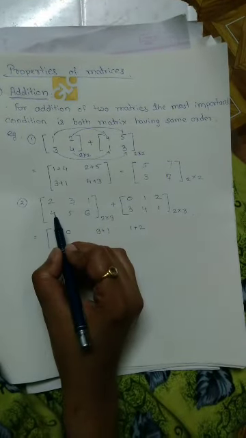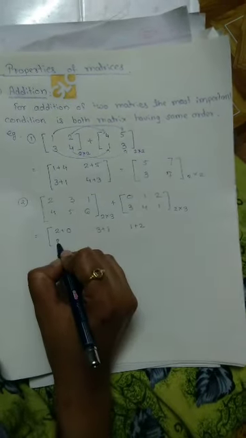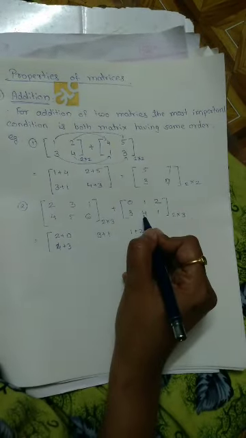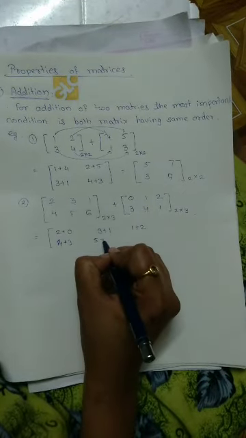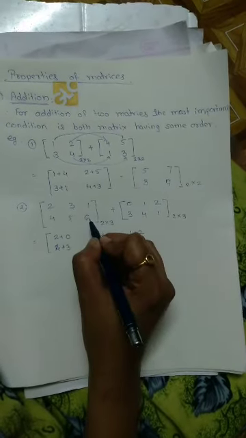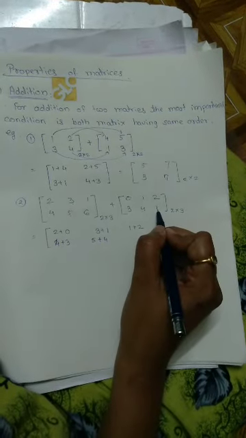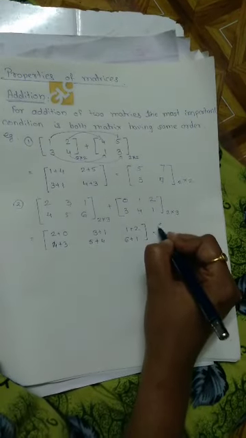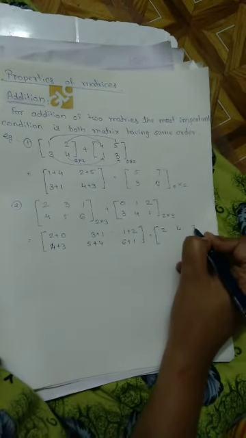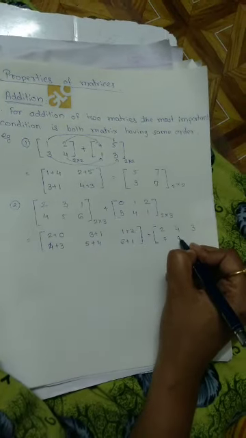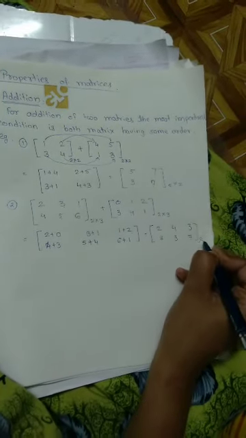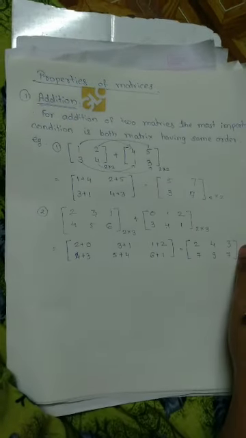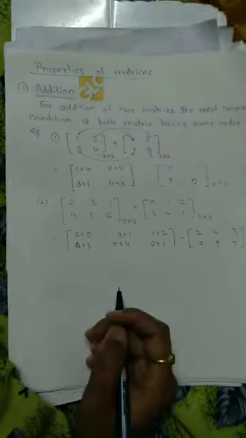Similarly, for the second row first entry, this will be 4 plus 3. Second row second entry is added to second row second entry, so this will be 5 plus 4, and the second row third entry will be added to the second row third entry, so this is 6 plus 1. So the answer is 2, 4, 3, 7, 9, 7. So this is again a 2 by 3 matrix. So we will add two matrices using this method.